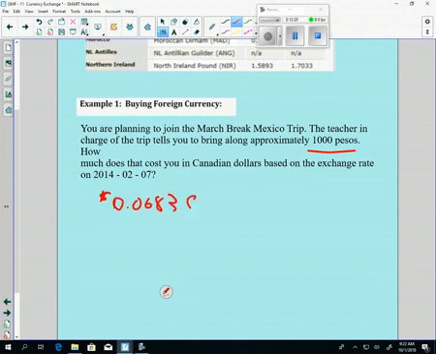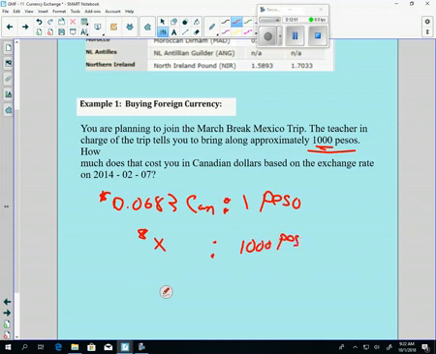That's what it's going to cost me Canadian for 1 peso. Okay? A peso's not worth very much. Mexico's a lot poorer country. So if I have this ratio, and they want to know how much money it's going to cost me to get 1,000, so basically how much Canadian is it going to be for 1,000 pesos?